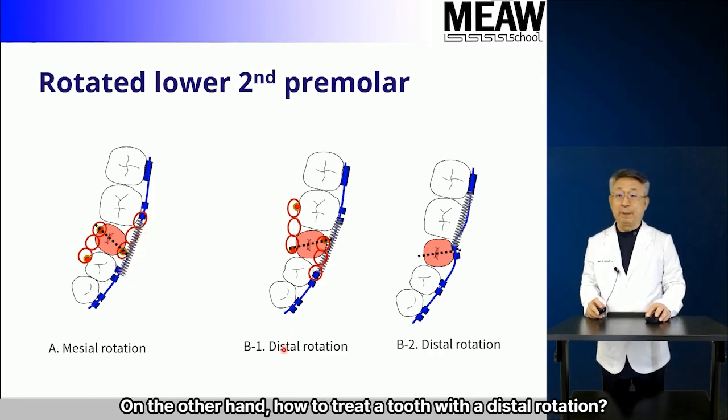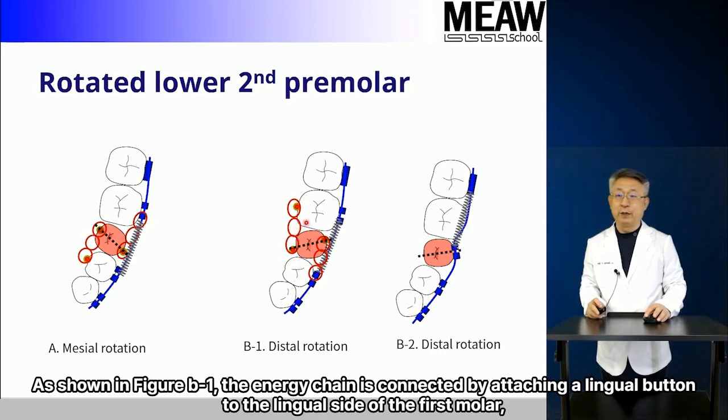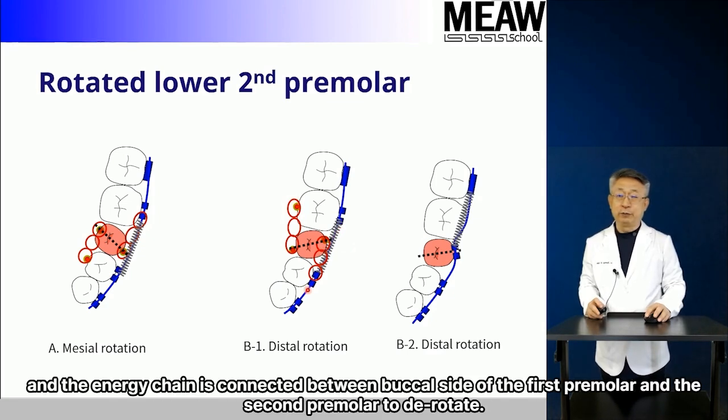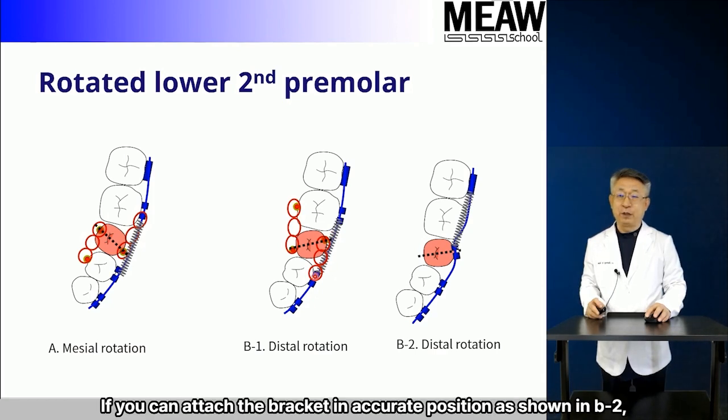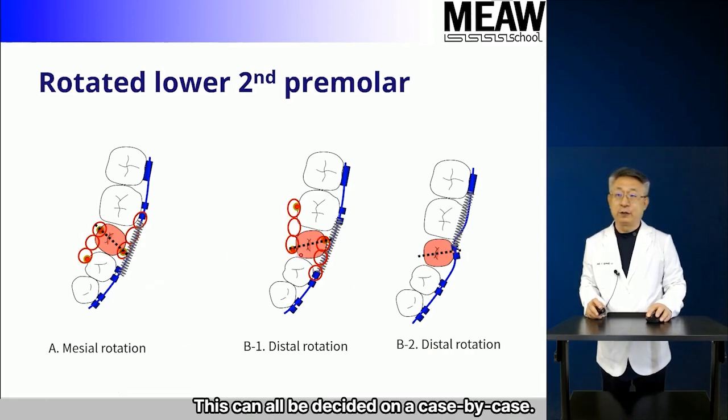On the other hand, how to treat a tooth with a distal rotation. The lingual cusps are facing the mesial side. As shown in Figure B1, the energy chain is connected by attaching a lingual button to the lingual side of the first molar and the lingual and buccal sides of the second premolar, and the energy chain is connected between the buccal side of the first premolar and the second premolar to derotate. If you can attach the bracket in the accurate position as shown in B2, you can derotate the distally rotated second premolar by using an open coil spring on the tooth 6 area. This can all be decided on a case-by-case basis.